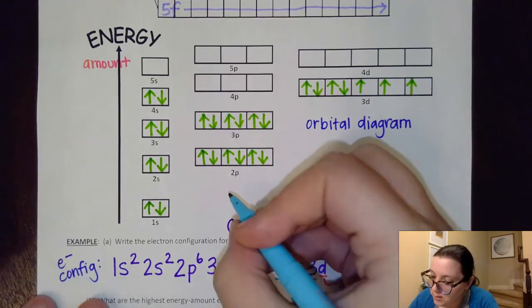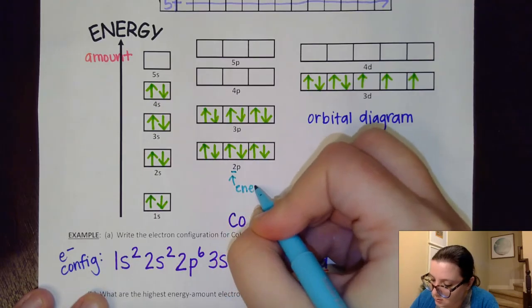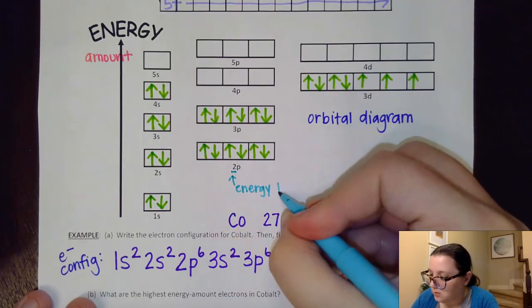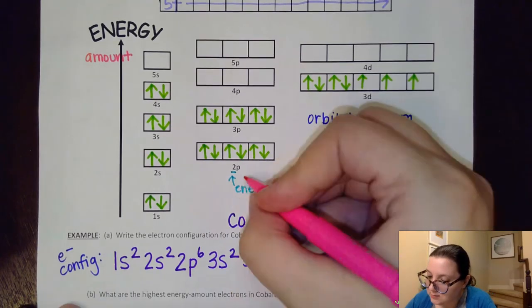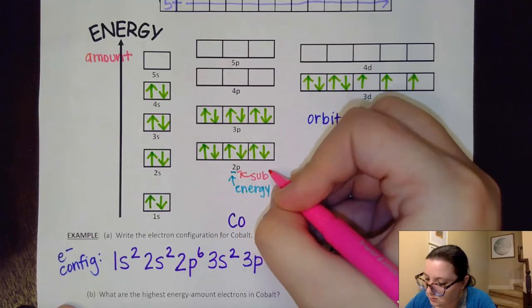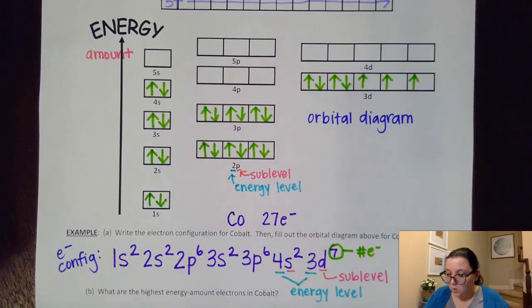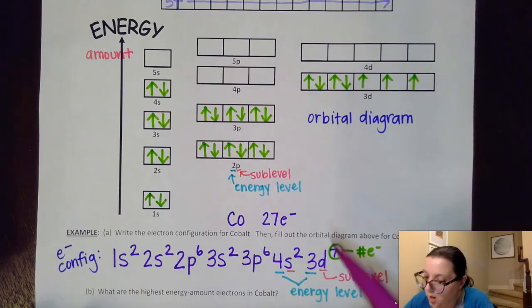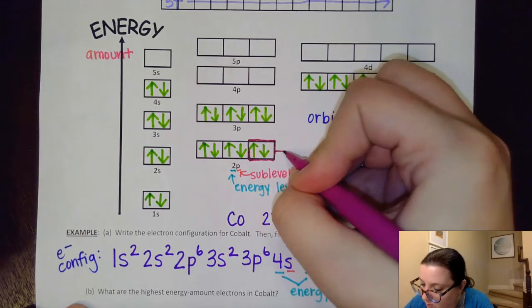This time, we again have our energy level. We again have our sublevel, just like we saw in the electron config, but now we also have the box. The box represents the specific orbital.